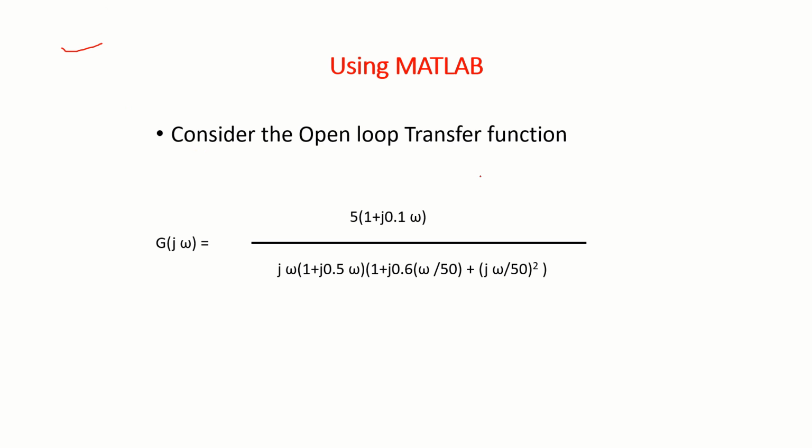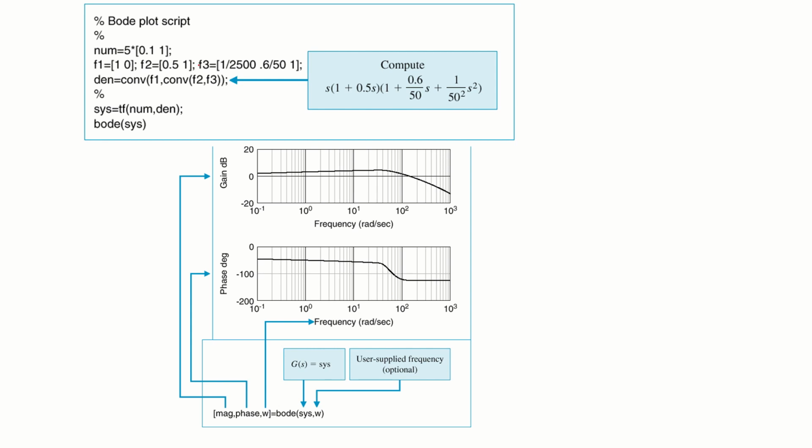Suppose an example like this is given: 5 into 1 plus 0.1 s, 1 plus 0.5 s, and 1 plus 0.6 omega by 50. This is a quadratic equation. This kind of problem is given. Then how do we draw the Bode plot? Using MATLAB.